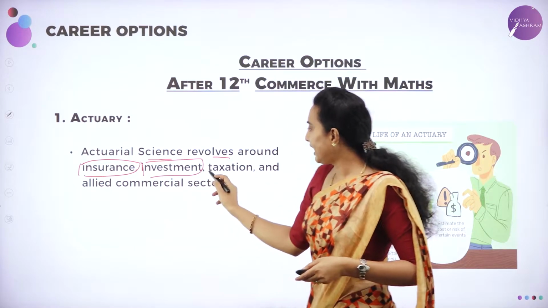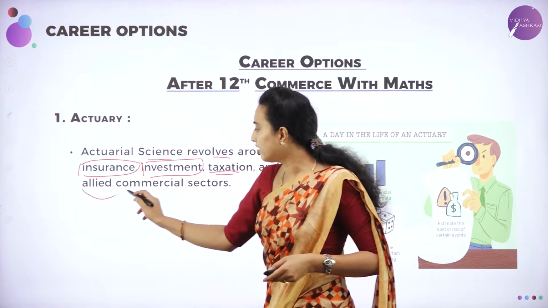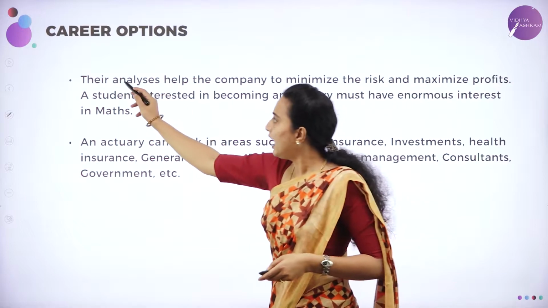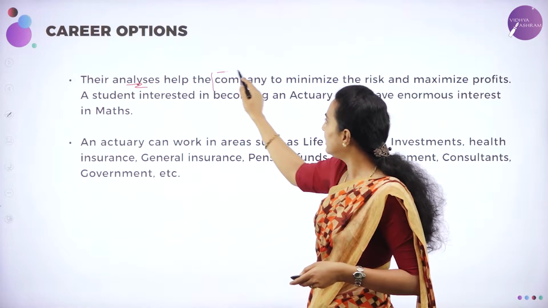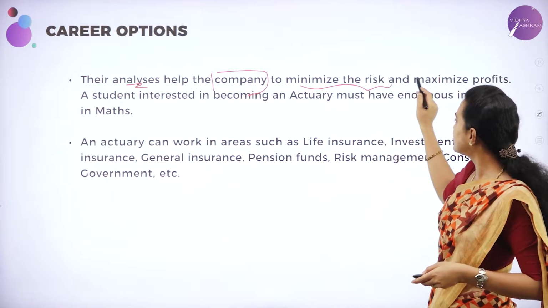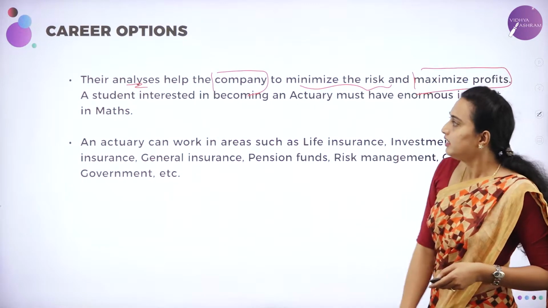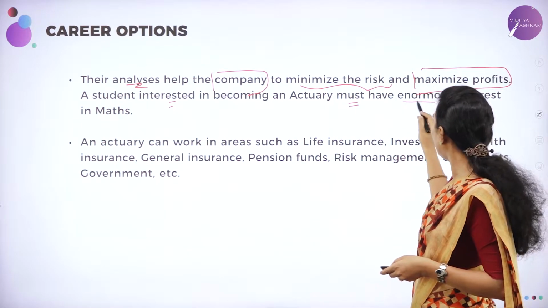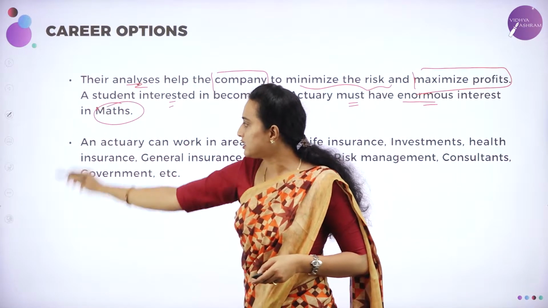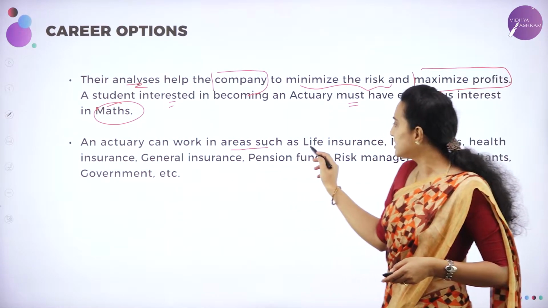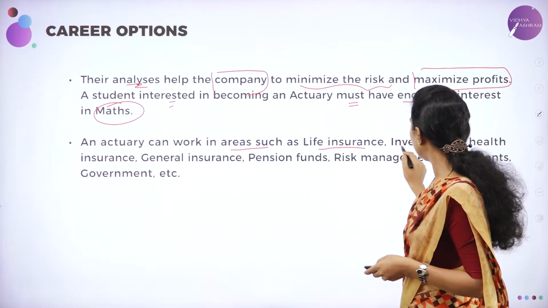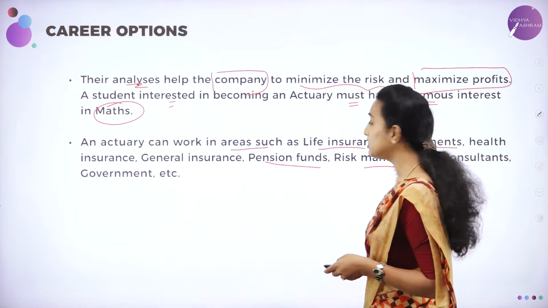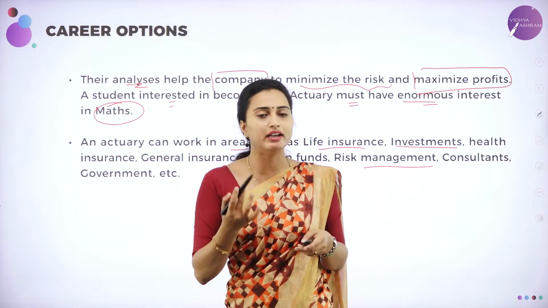investment, taxation and allied commercial sectors, okay? So then their analyzers help the company to minimize the risk and maximize the profit. A student who is interested to become an actuary must have enormous interest in what? Maths. An actuary can work in areas such as life insurance, investment, health insurance, general insurance, pension funds, risk management, consultant, government, etc.